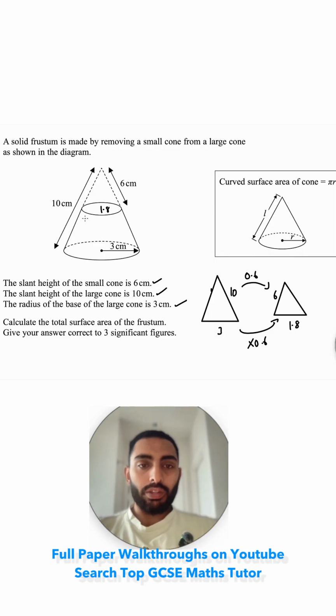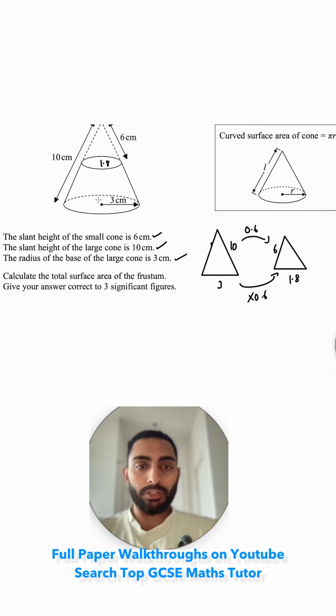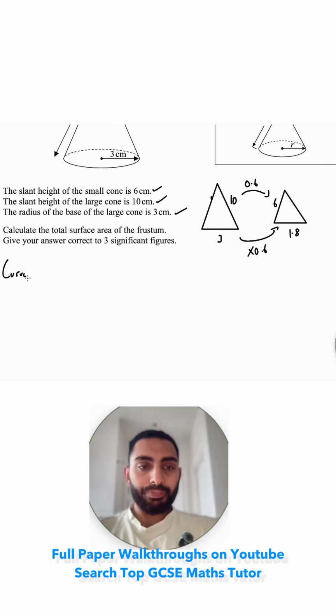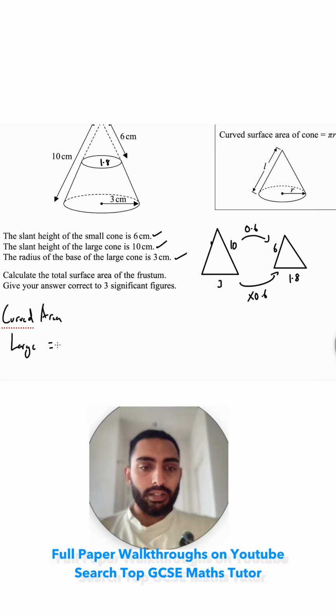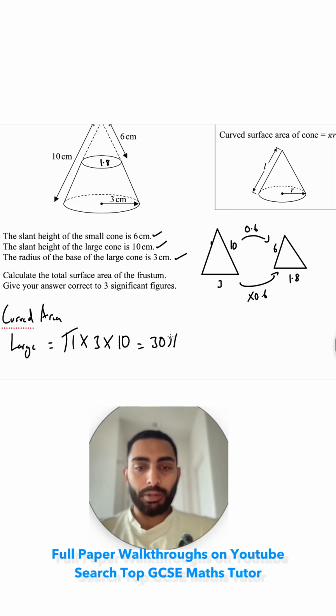I'm going to first work out the curved area of the frustum. To do that, I need the curved area of the large cone, take away the curved area of the small cone. I'm going to do the larger one first. The formula is pi times radius times the slant height. So I'm doing pi multiplied by the radius, which is 3, multiplied by the slant height, which is 10. 10 times 3 is 30, so it's 30 pi.